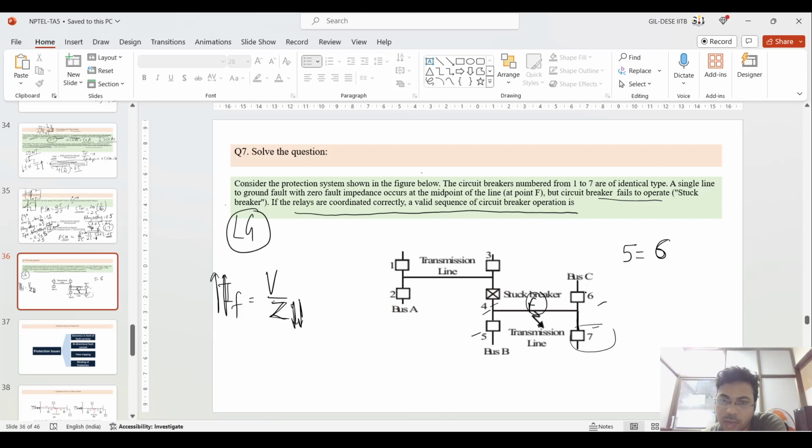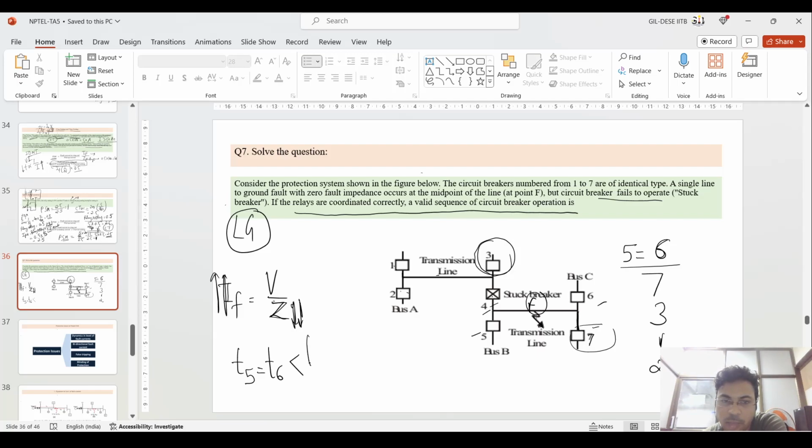So 4, but 4 got stuck. So which should operate? 5 should operate equally as compared to 6. So 5 and 6 will operate first. Then 7 is at a nearer distance to the fault, so then 7 will operate. Then if you see, this 4 is not operating, so circuit breaker 3 is at a nearer location. So then 3 will operate. Then 1 is at a nearer position as compared to 2, so then 1 will operate, then 2 will operate.